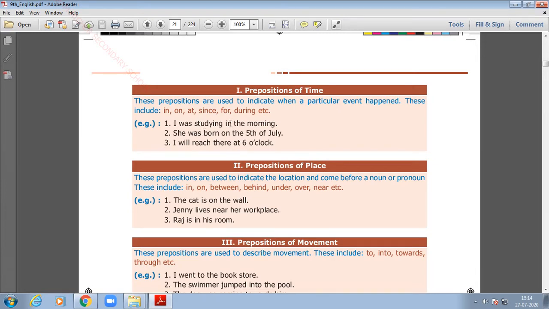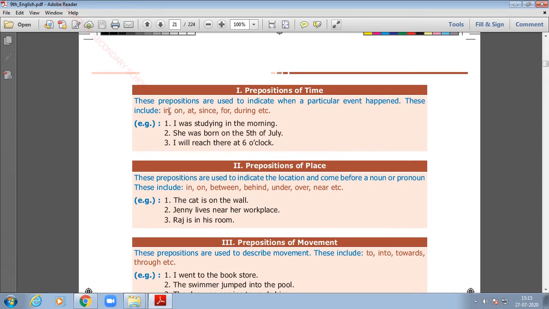Hope you understand, children. We are dealing with the prepositions of time. The prepositions of time are in, on, at, since, for, during, etc. During: I'll be visiting my grandparents during the vacation. When? During the time. That is what is given here. When a particular event happens or will take place, it indicates the time there.